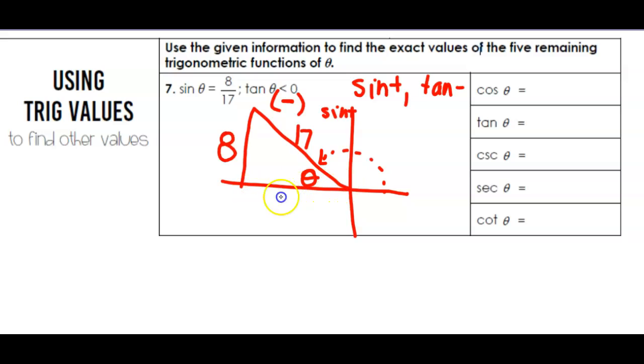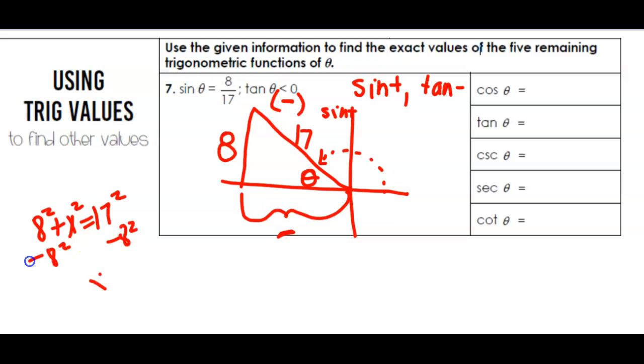But when we do the Pythagorean theorem, this is going to be a negative number because it's going left on the x-axis. So if I do leg squared plus other leg squared, I'll call it x squared, equals hypotenuse squared, and then I subtract, I get 225, so x equals plus or minus 15. Because we went to the left, this is negative 15.